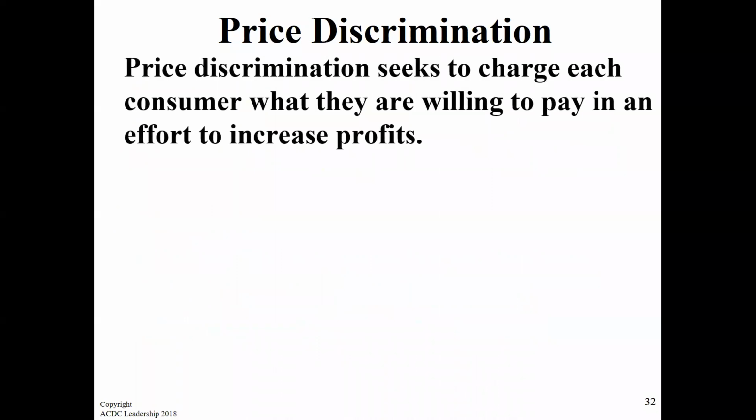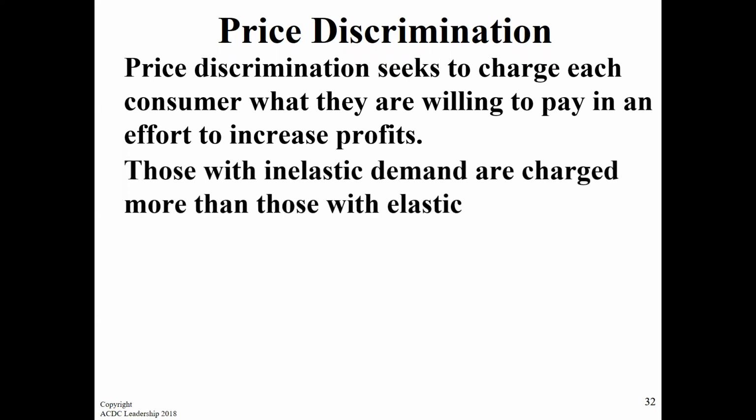So again, if Oliver is willing to pay $30,000, he pays $30,000, what's his consumer surplus? Zero. If Barrett's willing to pay $40,000 and he pays $40,000, what's his consumer surplus? Zero. So in price discrimination, what is the consumer surplus? Zero, because everyone's paying what they're willing to pay. So in price discrimination, you have zero consumer surplus. You don't have deadweight loss either.